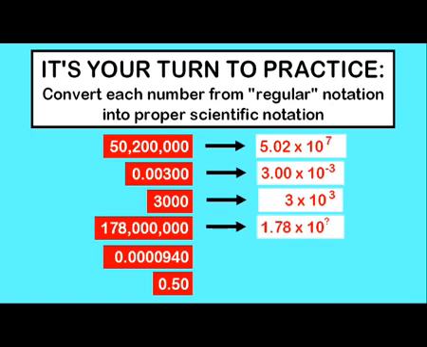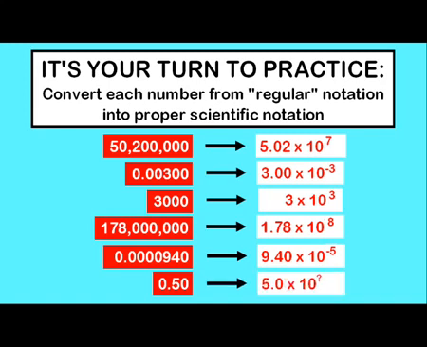Okay, next answer should be 1.78 times 10 to the 8th power. Then we have 9.40, and I'm adding the 0 as a significant digit. 9.40 times 10 to the negative 5th power. And finally, 5.0 times 10 to the negative 1st power.